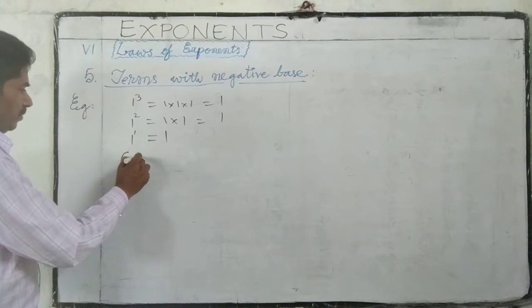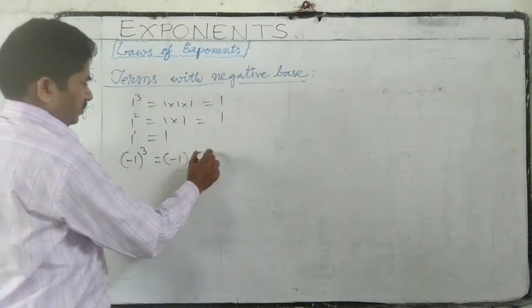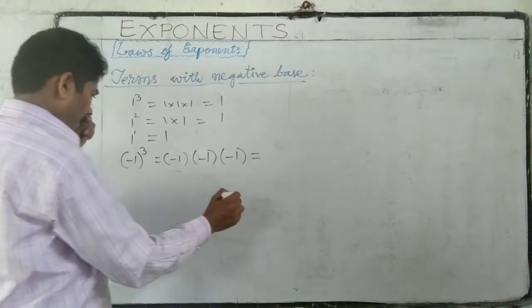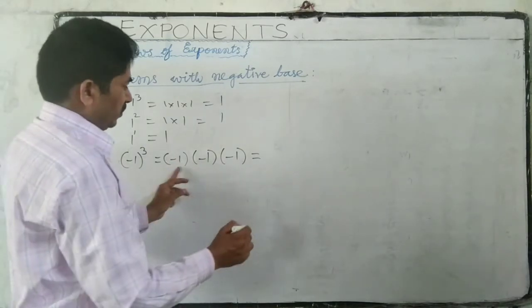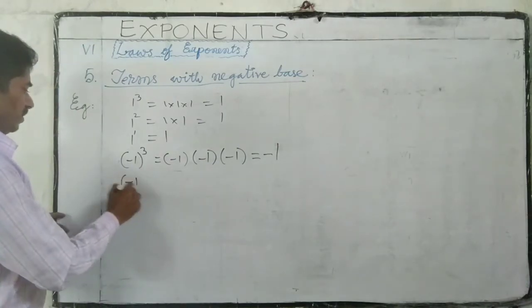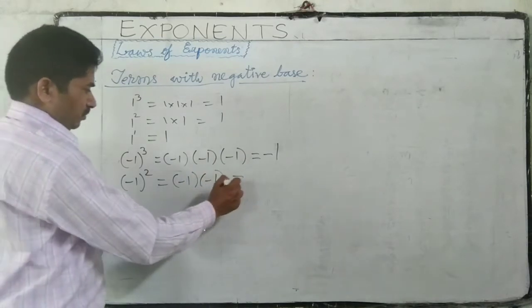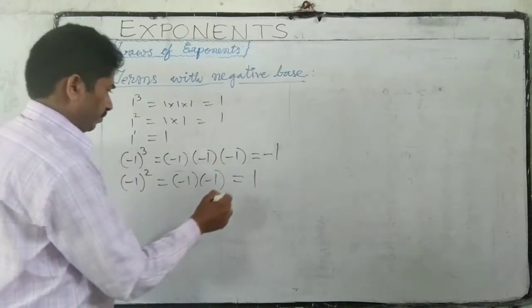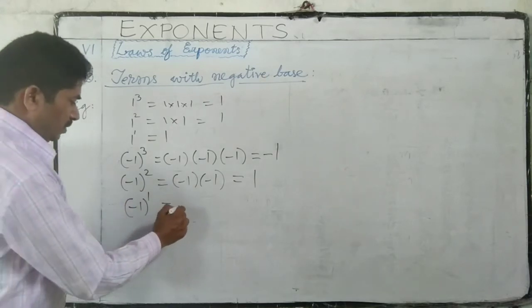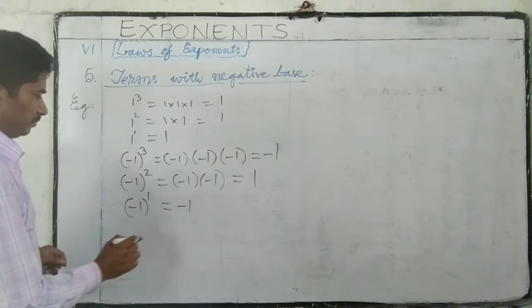Minus 1 whole to the power of 3 is equal to minus 1 into minus 1 into minus 1, which is equal to minus 1. Minus into minus is plus, plus into minus is minus, so minus 1. Minus 1 whole square is equal to minus 1 into minus 1, which is minus into minus plus, so plus 1. Minus 1 whole to the power of 1 is equal to minus 1. So minus 1.